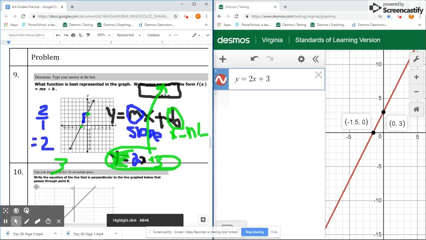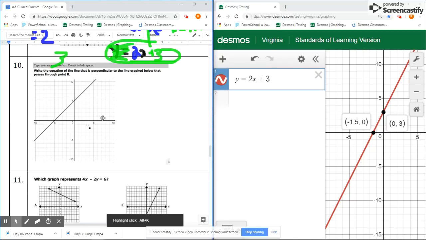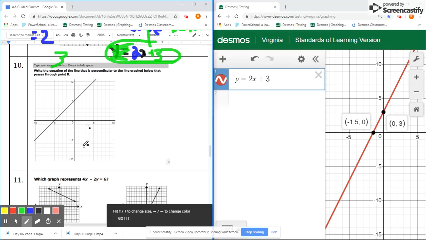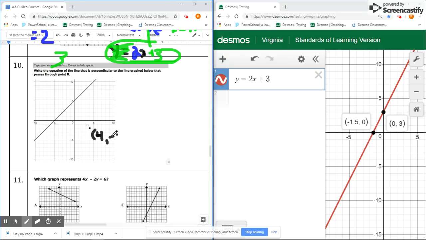Number 10. Write the equation of the line that is perpendicular to the line graphed below and passes through point B. Okay, so this one is tricky. We have to remember a couple different things. So point B here, if you count 1, 2, 3, 4, negative 2, this is point (4, -2). And we pass through this line. We want it to be perpendicular.